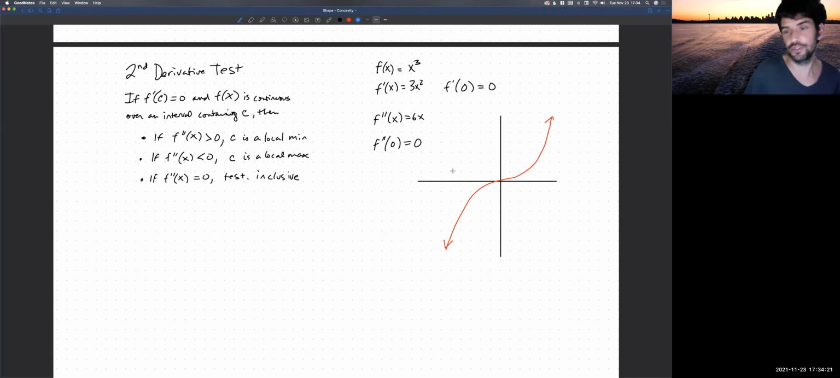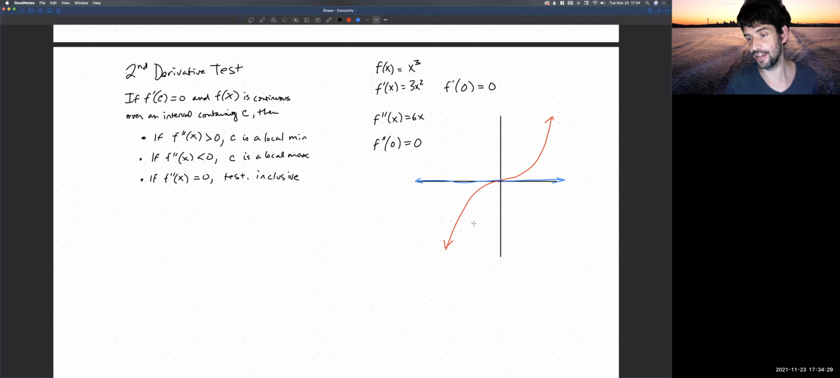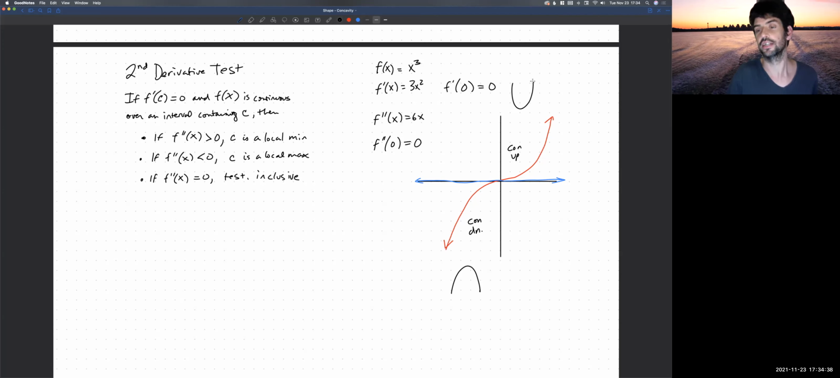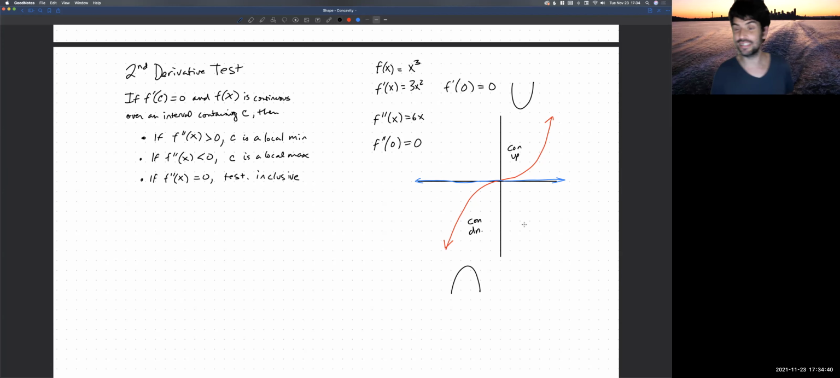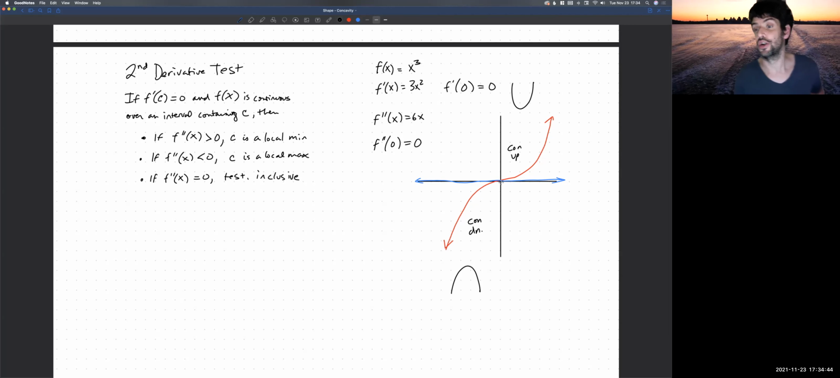It has a horizontal tangent line right at 0, that 0 derivative. But notice it's concave down over here, and it's concave up over here, right? That's concave down, concave up, it's pieces of that. And it doesn't have a max or a min over here. It switches, in fact, right there from concave up to concave down. And so there's an example of an inconclusive test.